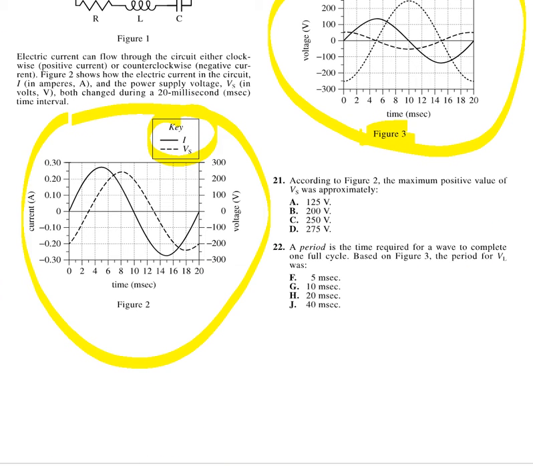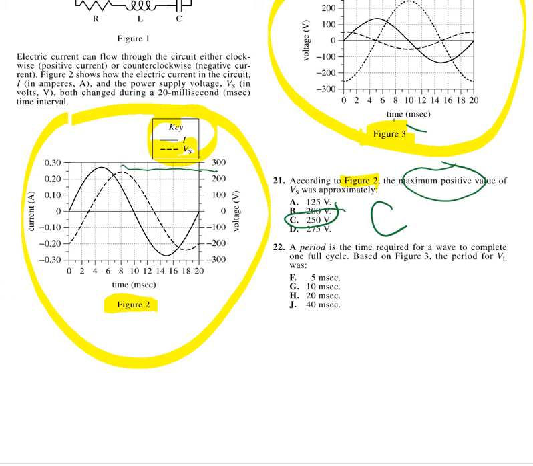All right, so according to figure 2, always make sure you're at the right figure. Figure 2, the maximum positive value of VS, so we're looking at the dotted line, was approximately, so we're looking for the max value, the highest maximum positive value. Looking at the dotted line, you're going to see that it's at 250 volts, so the correct answer is C.